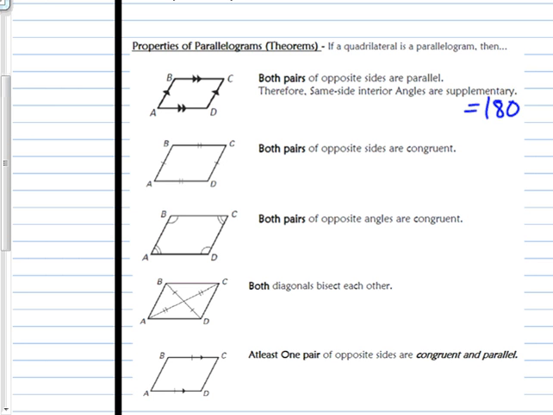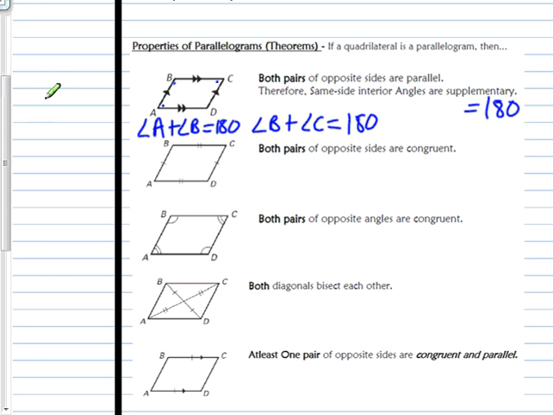So that means angle A plus angle B equal 180. So angle B and angle C have to equal 180. And if you add them up, and so on, angle C plus angle D equal 180, or angle D plus angle A. The same side interior angles are also called the consecutive angles because they're next to each other.